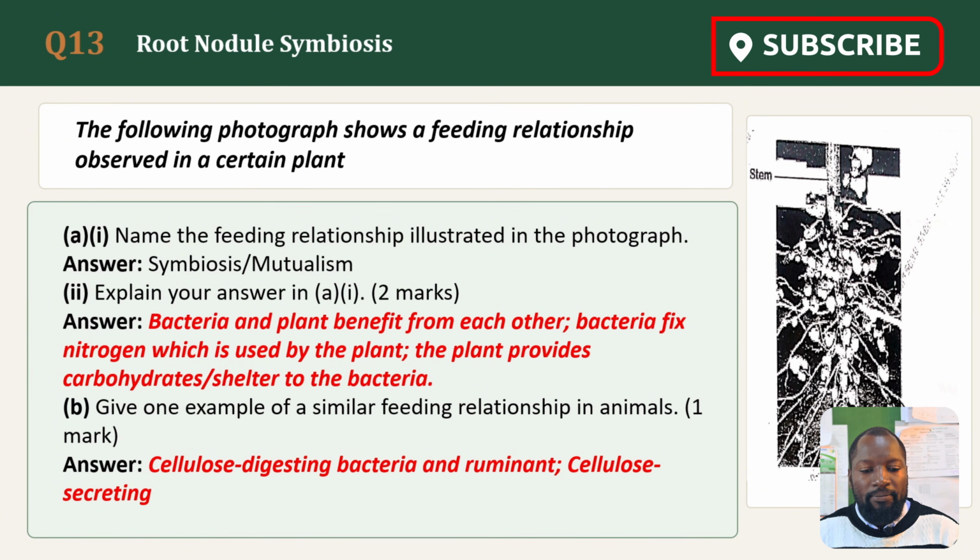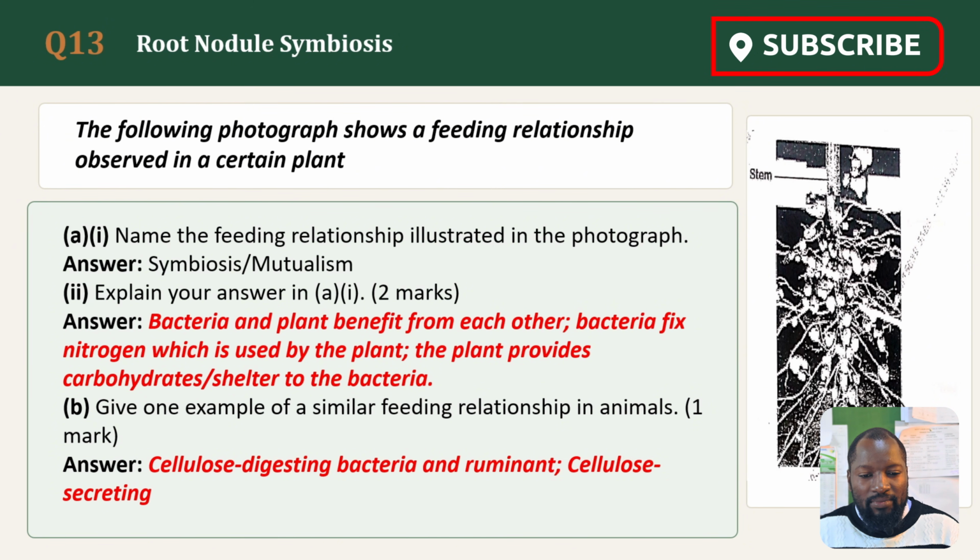Now, question number B, give one example of a similar feeding relationship in animals. We have what we call cellulose digesting bacteria and the ruminant. So the cellulose digesting bacteria are being hosted by the ruminant. So the ruminant hosts the cellulose digesting bacteria, and the bacteria help the ruminant digest cellulose.